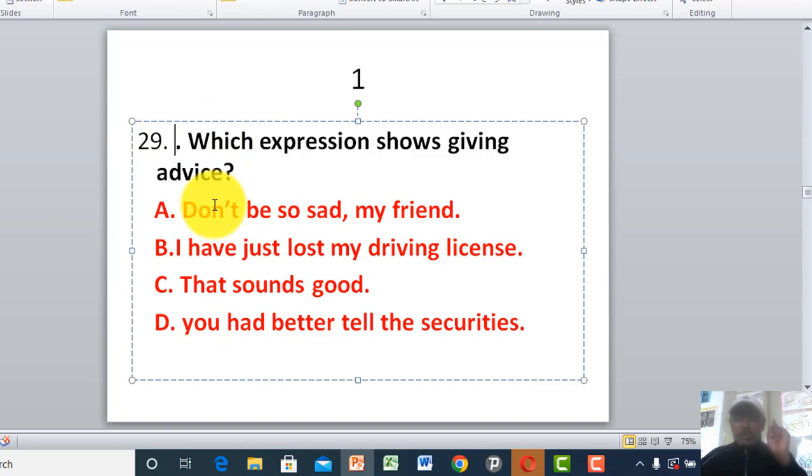I want to focus on here. Should, ought to, and had better are the very important modal verbs for giving advice and suggestion. That is it. Question number 13.